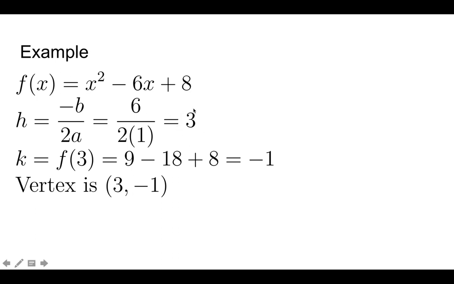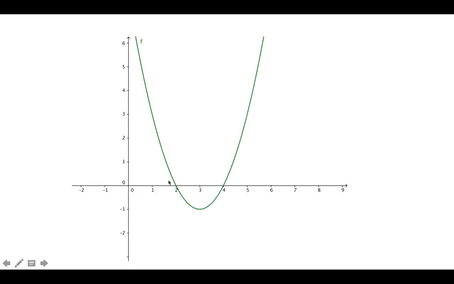So to find the other half, we plug this h we just found back into the function. So k will be f of 3. 3 squared is 9. 6 times 3 is 18. 9 minus 18 is negative 9. Plus 8 is negative 1. So the vertex is the point 3, negative 1. We can see that here on the graph. Notice a is positive 1. The graph's going to point up, and the vertex is here at the bottom, the point 3, negative 1.